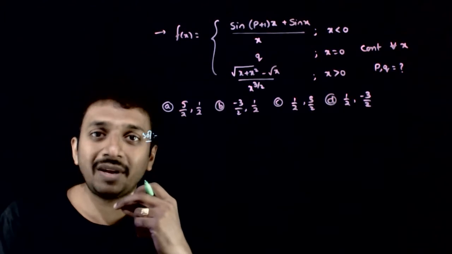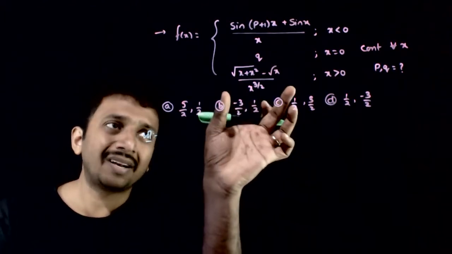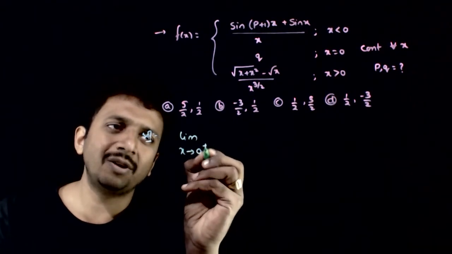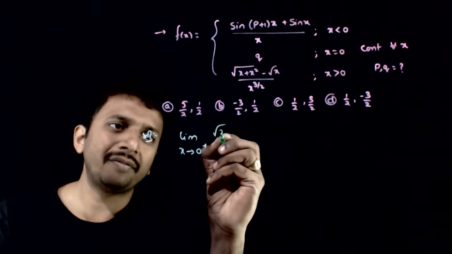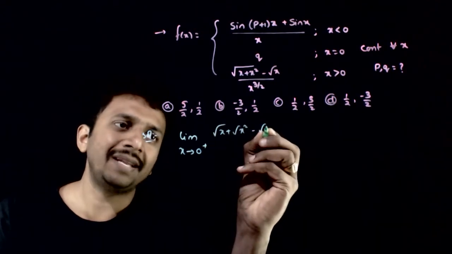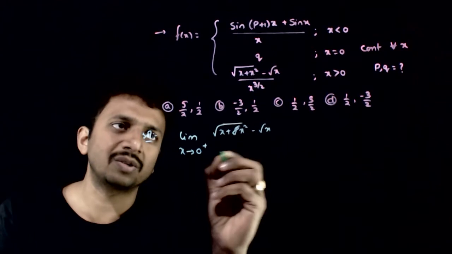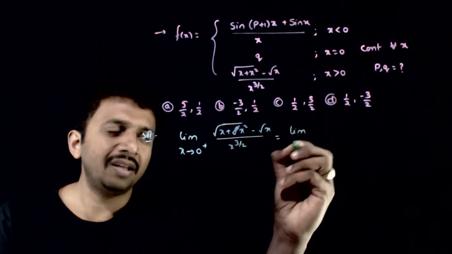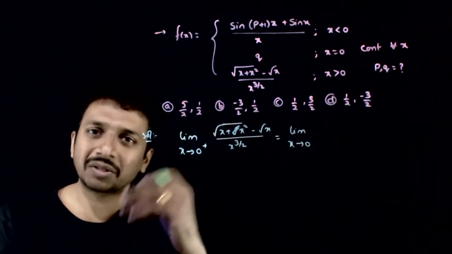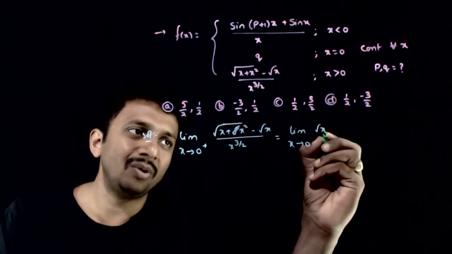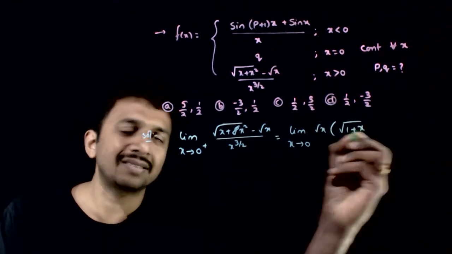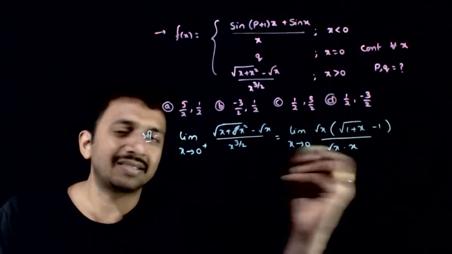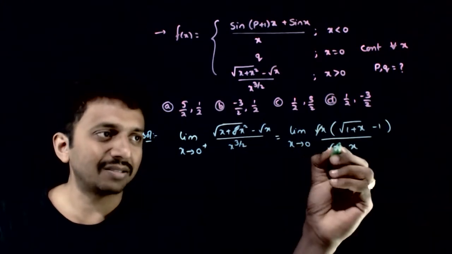Let us take the limit first when x is greater than 0. So limit x tending to 0 plus f of x is (root of (x + x²) − root x) by x^(3/2). That is equal to limit x tends to 0. I'll take root x common. So root x times (root of (1 + x) − 1) by root x times x, since x^(3/2) is root x times x. Root x gets cancelled.